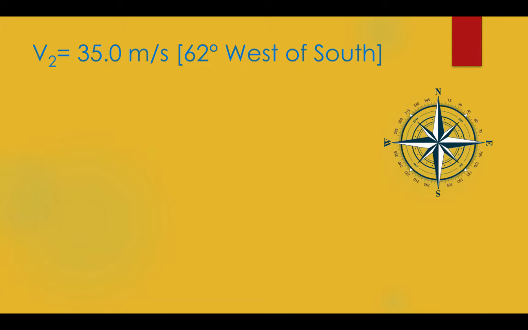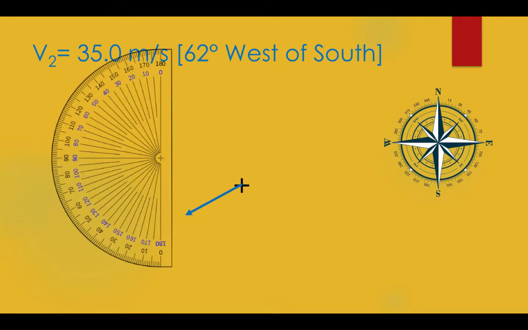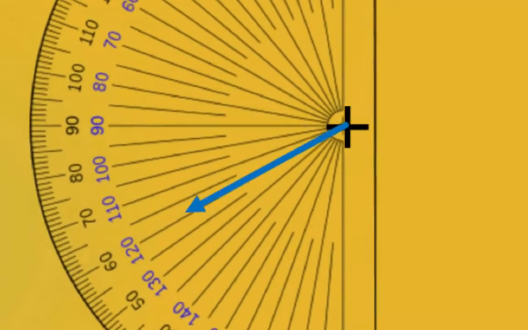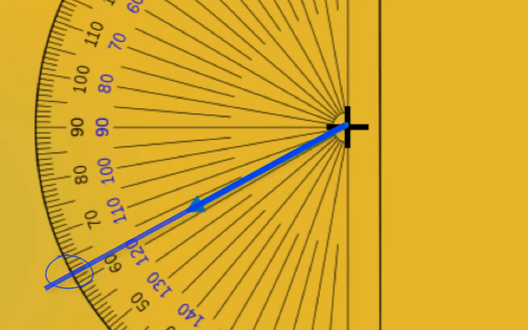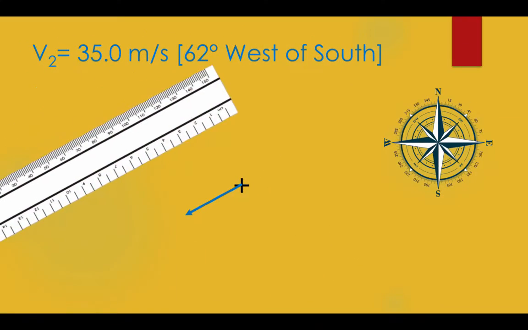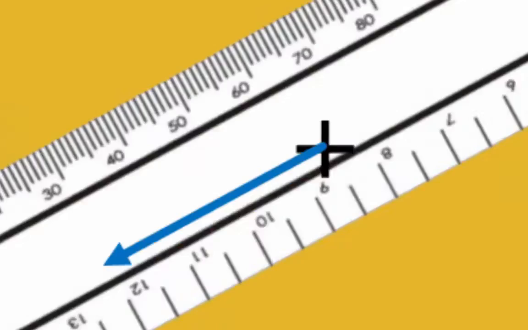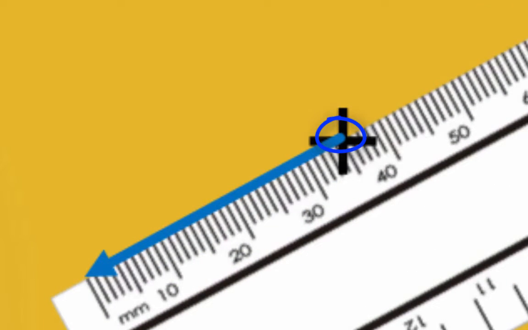We'll make this one blue. Put some crosshairs in. This one points into the third quadrant, which means it would be west of south or south of west. And using our protractor, it looks like it is 62 degrees west of south. Bring in a ruler, and it looks to be 35 millimeters, which converts to 35 meters per second.